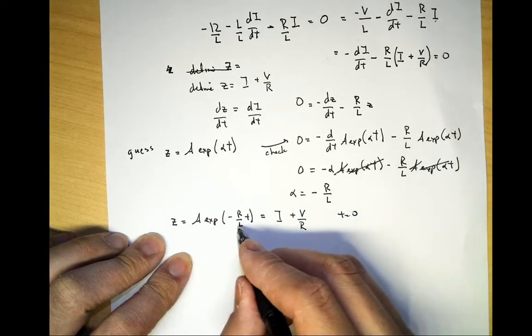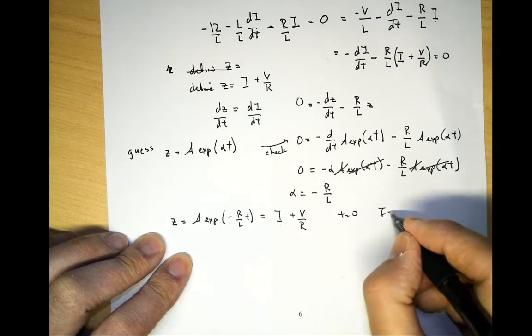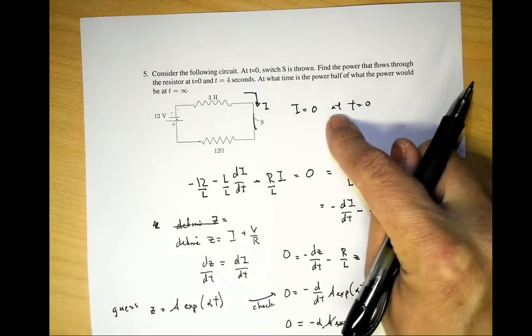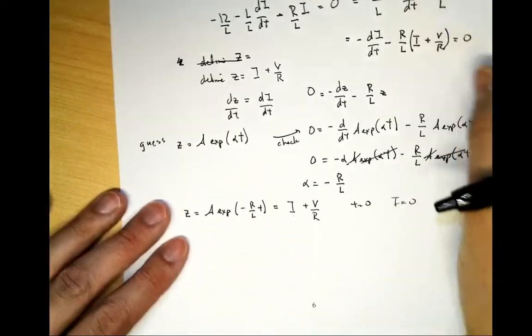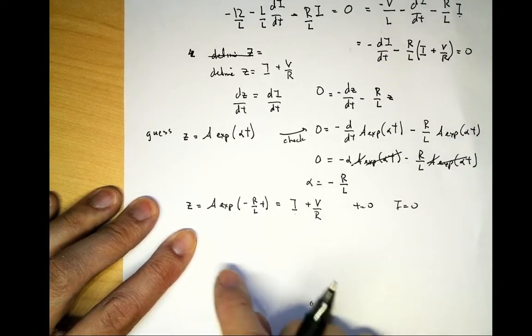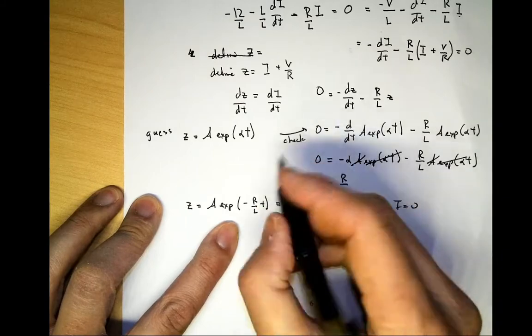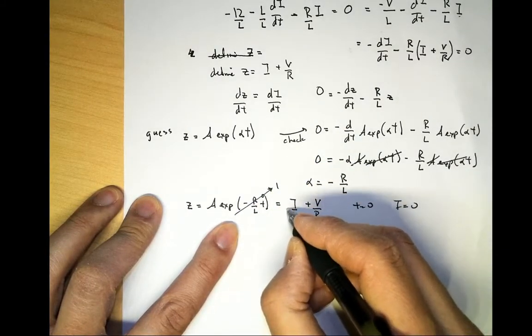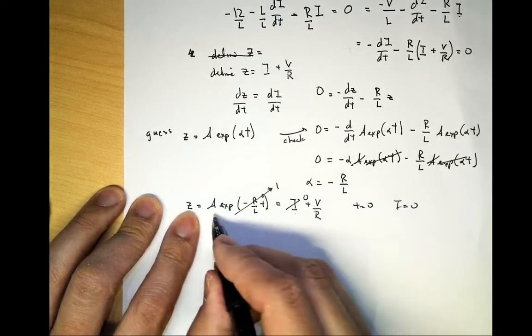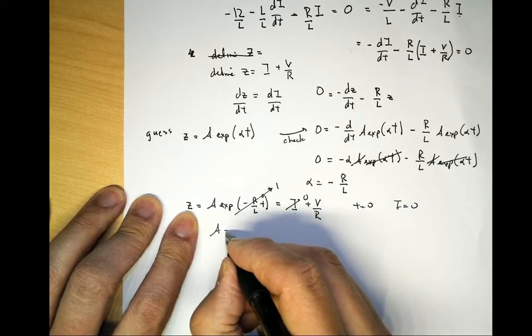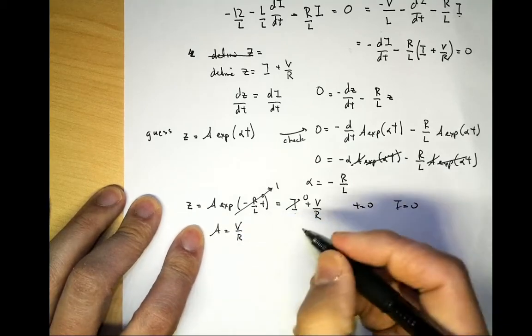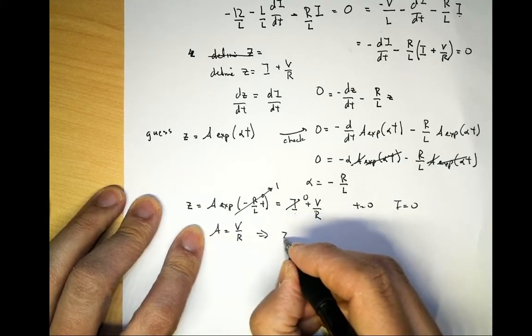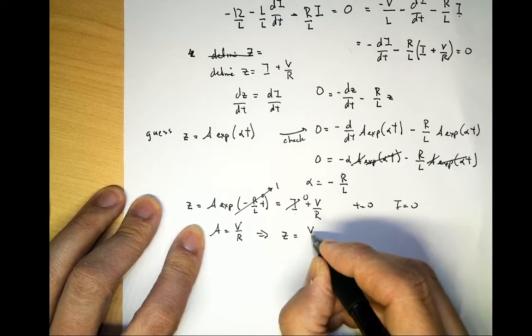At t equals 0 here, that means that I equals 0, as defined up here. So I can find out what A is going to be. At t equals 0, this goes to 1, and the left side is going to be equal to 0, so I get what A is. A is equal to V over R. So now we're done: Z is equal to V over R.